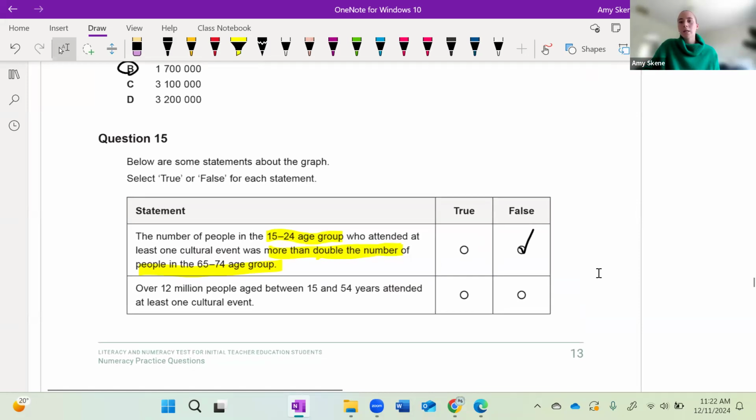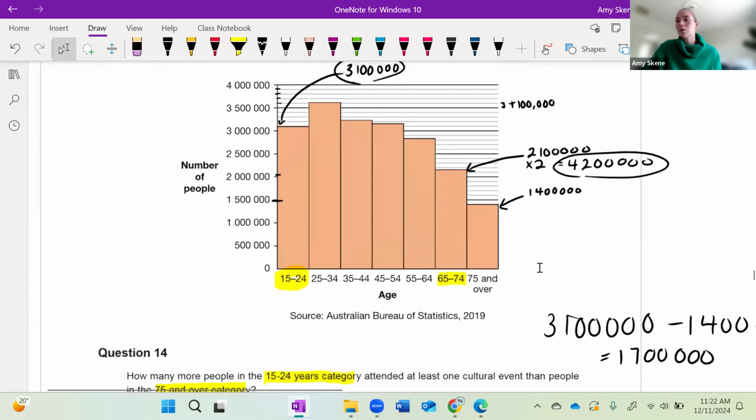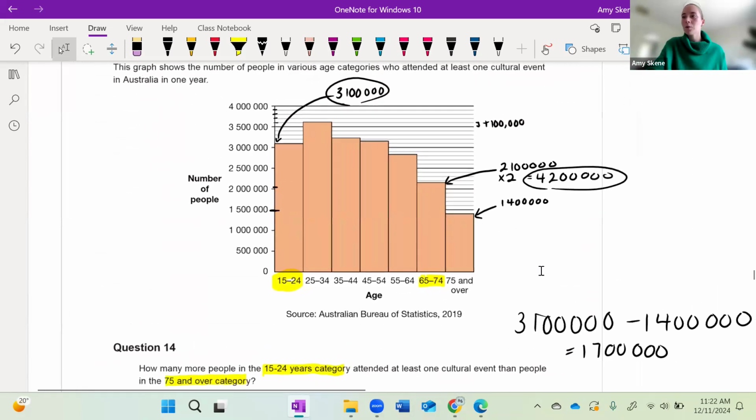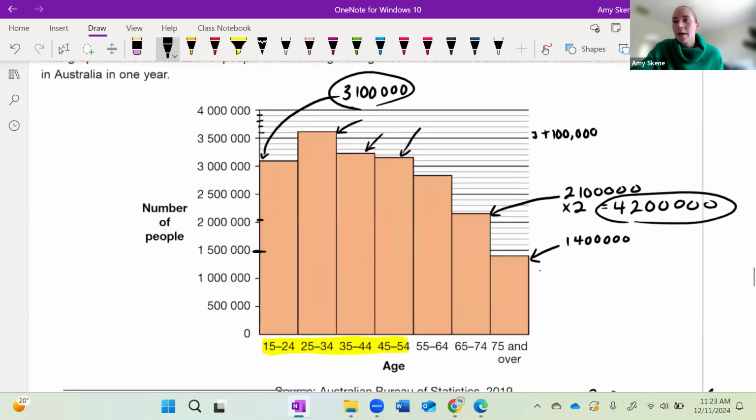Next one. Over 12 million people aged 15 to 54 years attended at least one cultural event. So now we're talking in terms of 15 to 54. So I'm looking at these bars. I need to look at what each of these are and add them all up, and I need to test whether or not it is over 12 million. Okay, so this one here, it's looking like it's at 3,600,000.